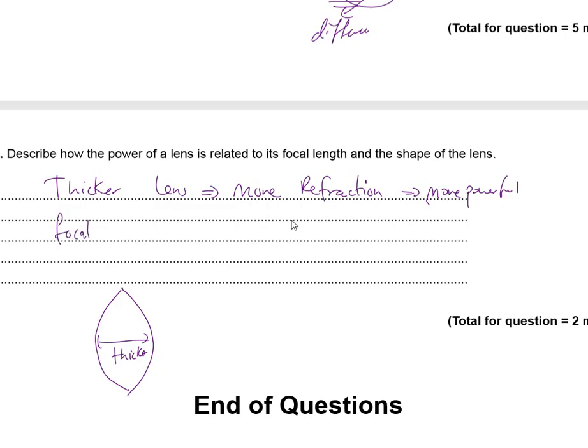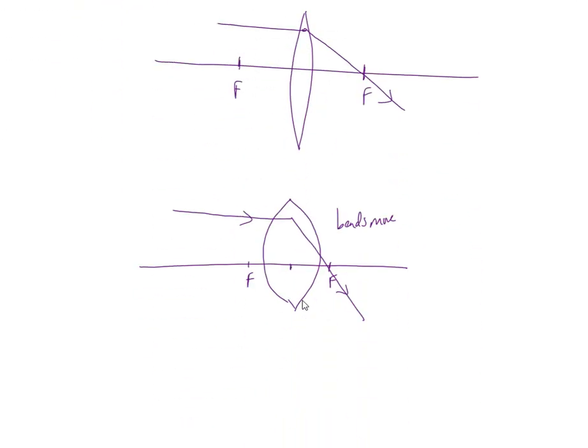the focal point is closer to the lens. In brackets, focal length decrease, equal to more refraction. Okay, so this is the reason why, and this happened.